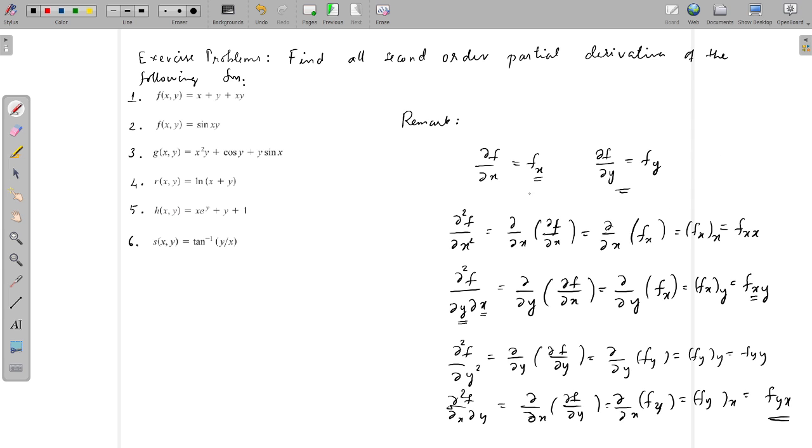Okay, so using this notation, you need to evaluate all the second order partial derivatives: fxx, fyy, fxy, and fyx. In order to evaluate fyx, you need to differentiate f with respect to y first, then x. Okay, so this is the order of the derivatives. Thank you.